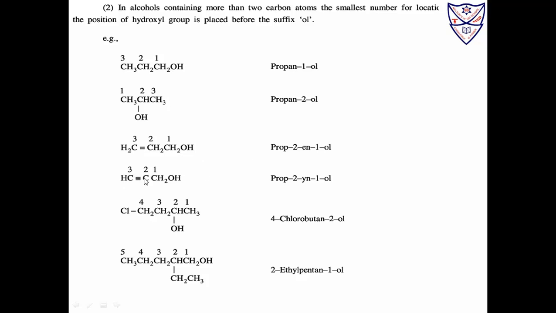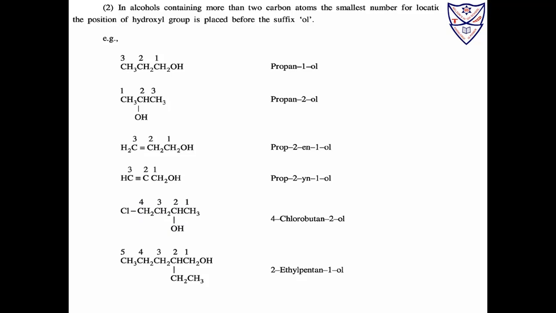Here you are having a triple bond. So prop-2-yn-1-ol. Okay, just think, chlorine and hydroxyl, which will come first? Of course, alcohol is highly reactive. So the name is given 4 over here. 1, 2, 3, 4. So 4-chloro, then but-2-ol.